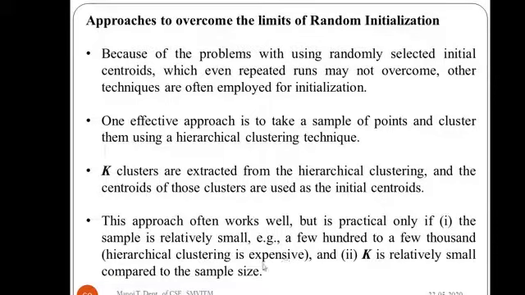This approach often works well, but it is practical only if the sample is relatively small, that is, a few hundred to a few thousand points, and K is relatively small compared to the sample size. If K is 5 or 10, relatively small compared to the sample size, then this method of hierarchical clustering, extracting the K clusters, and then using the centroids of those clusters as initial centroids is practically viable. Suppose your K value is too large compared to the sample size, it may not go well.